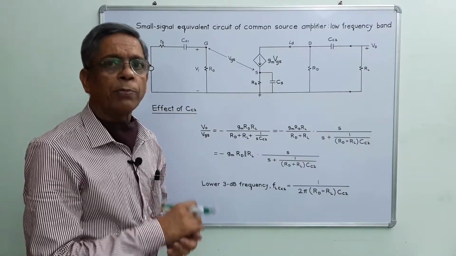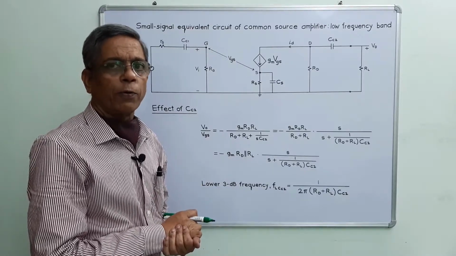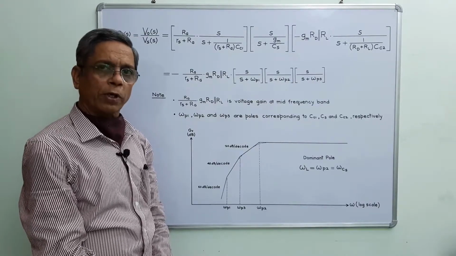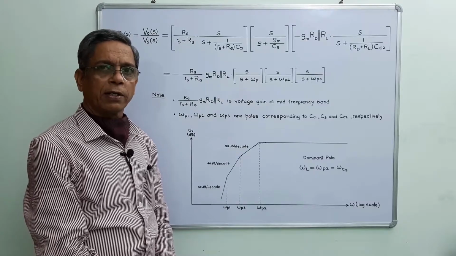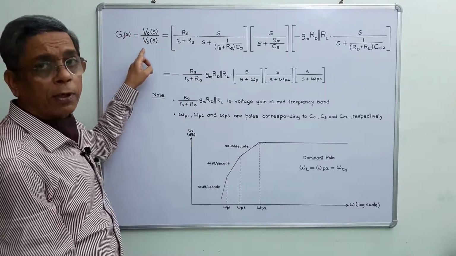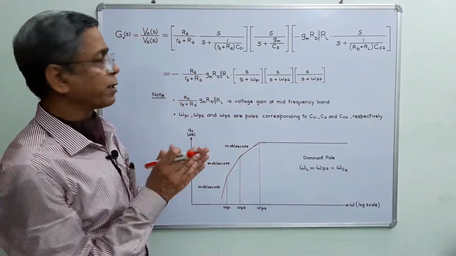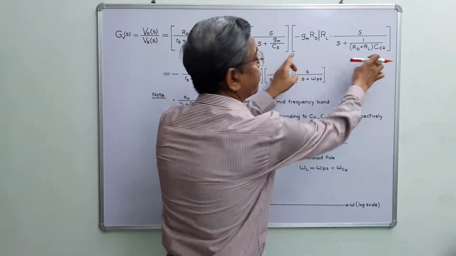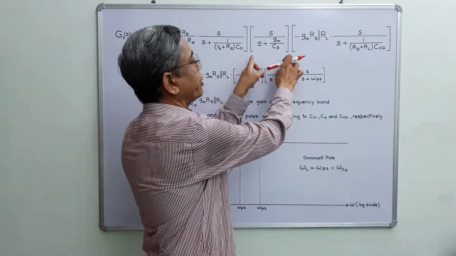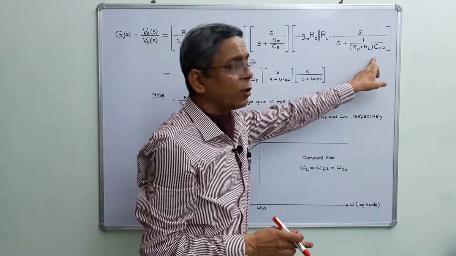Now we are in a position to write a complete expression for the transfer function of the common source amplifier working at the low frequency band. Now we can write the complete expression of the transfer function for overall voltage gain, that is GV. GV is V0 by Vs, the ratio between extreme values. This is the complete expression, and it has three factors: first factor, second factor, and third factor. The first factor is because of coupling capacitor CC1, the second one is because of the bypass capacitor, and the third one is for coupling capacitor CC2.